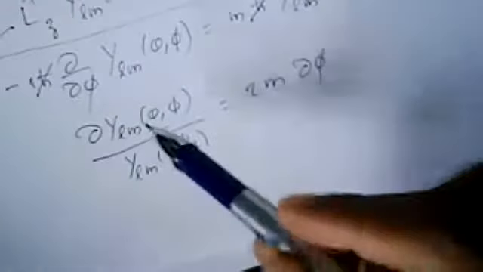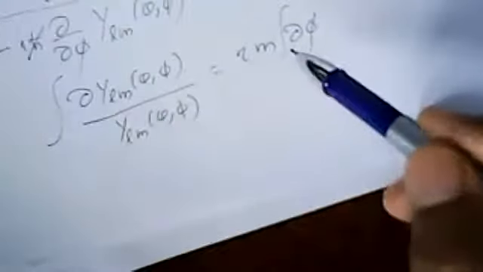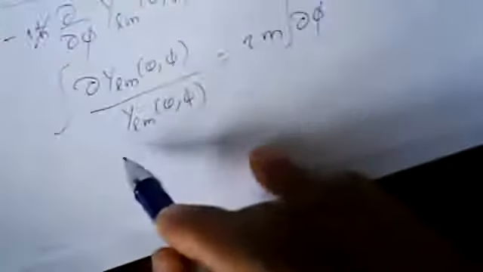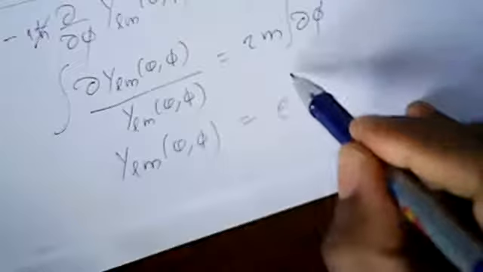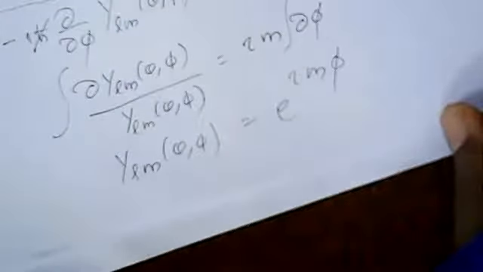Separation of variables: (1/Y_lm) ∂Y/∂φ = i m ∂φ. Now you integrate. You get log Y here. Then you cancel that logarithm with the exponential. Then you get Y_lm(θ, φ) equal to e to the power of i m φ. This integral of ∂φ is φ. We have done this many times, so I am simply writing this.